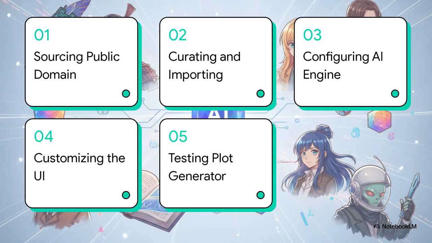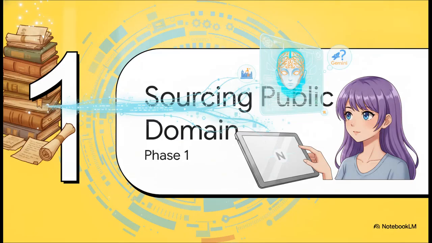Here's our game plan. We're building this in 5 clear phases. First, sourcing public domain material. Then, curating and importing sources. Next, configuring the AI engine. Then, we're customizing the user interface. And finally, testing your plot generator. Let's kick things off with phase 1, sourcing public domain material.